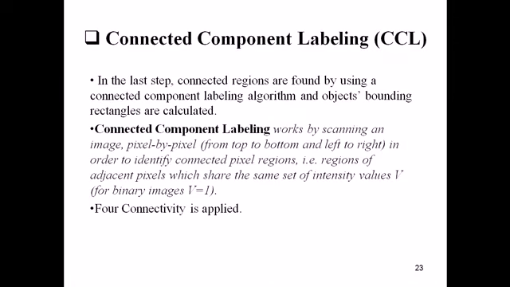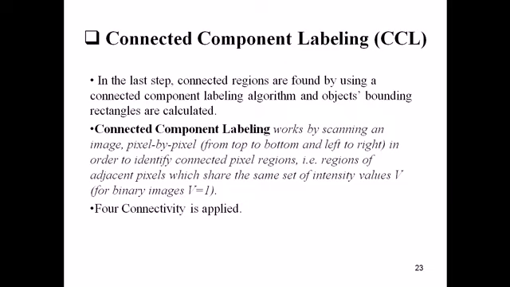Connected component labeling. It is the last step of our project. In this, connected component regions are found by using a connected component labeling algorithm, and the objects' bounding rectangles are calculated. Connected component labeling works by scanning an image pixel by pixel from top to bottom and left to right in order to identify connected pixel regions, that is, regions of adjacent pixels which share the same set of intensity values V, for binary images V equal to 1. In this, 4-connectivity is applied.